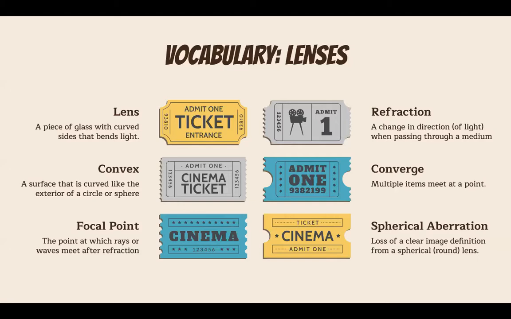So the focal point is that point at which the rays or waves meet after refraction. Spherical aberration, down on the bottom right. An aberration is an error or kind of an anomaly, and that's kind of what it means. A spherical aberration is a loss of a clear image definition from a spherical round lens. And the reason why that happens, if you can imagine, well, I'll pop to the next page.